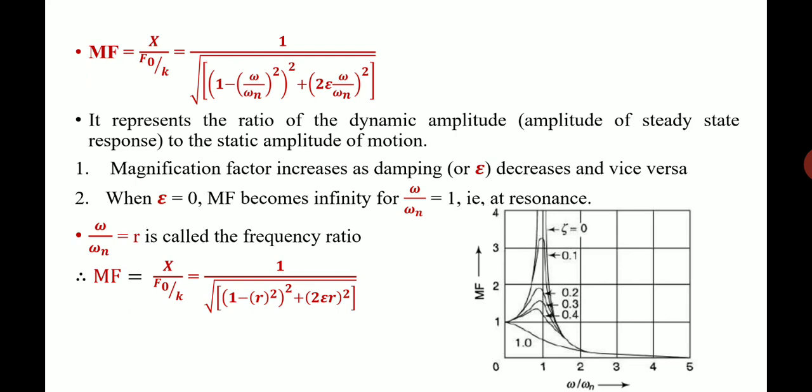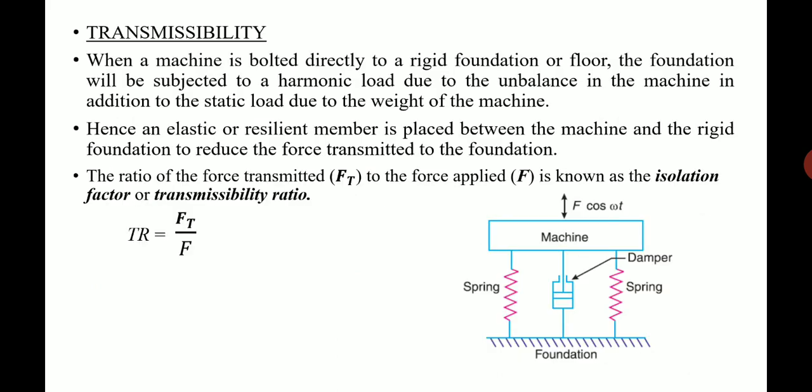It's actually a very important term. This represents the ratio of the amplitude of steady state vibration to that of the static vibration. As we can see, when there is no damping, the amplitude goes to very high values. When damping is more, the magnification factor decreases. And at resonance, when there is no damping, the magnification factor reaches infinity.